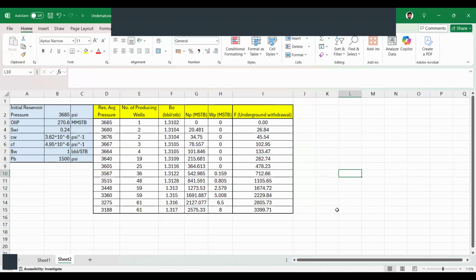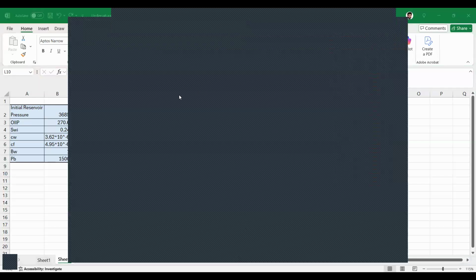So now the prime importance is, let me just share the screen again so that you get clarity. Okay, I'll check the screen only.